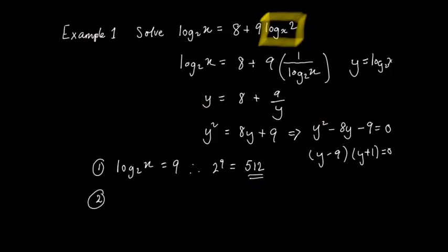And the second case will be log to the base 2 of x is equal to -1. So therefore x will be given by 2 to the -1, which is equal to a half. That's it. Let's move on to the next example then.